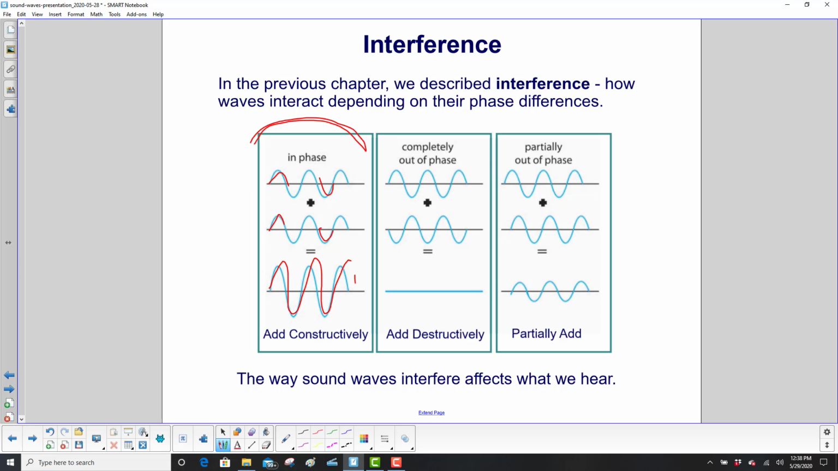Completely out of phase, there we have a maximum interacting with a minimum that equals 0. And you just go along the wave and you get nothing. They add destructively. If you're a little bit out of phase or a lot out of phase, but not completely out or in, you get a partially adding condition. So you get a smaller wave.